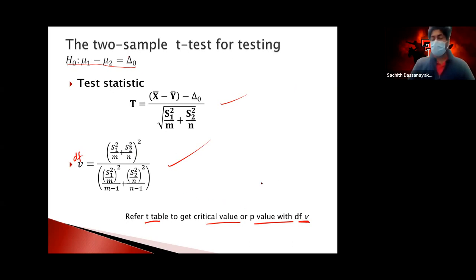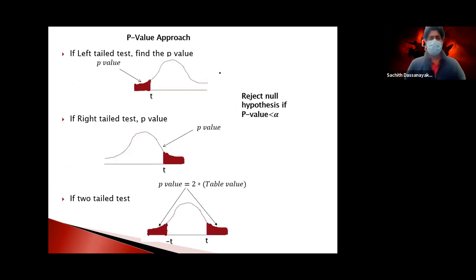So you need degree of freedom for the critical value as well as the p-value approach. But I told you I recommend the critical value approach, because the p-value approach sometimes gets more complicated. So it is easy to use the critical value approach. So same as the previous three cases, if you use the p-value approach, it can be a left tail test, right tail test, or two tail test. If you use p-value, same way, left tail or right tail doesn't matter.